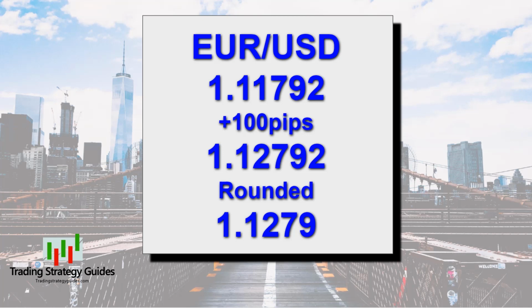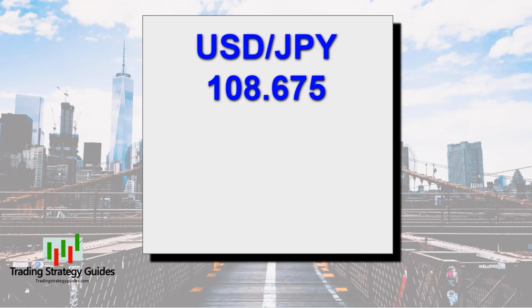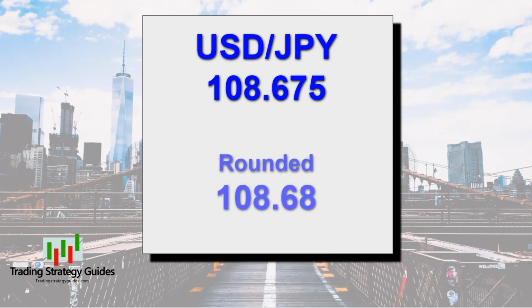As I mentioned, the Japanese yen pairs are slightly different. If you look at the US dollar Japanese yen, the price looks like this, 108.675. The 7 represents the pips and the 5 represents the points. Again, I would just round this number to 108.68.